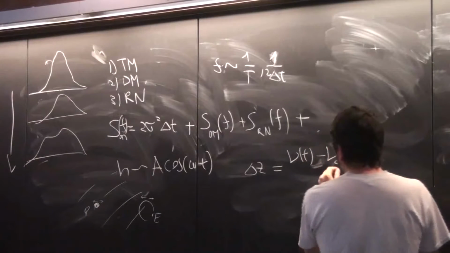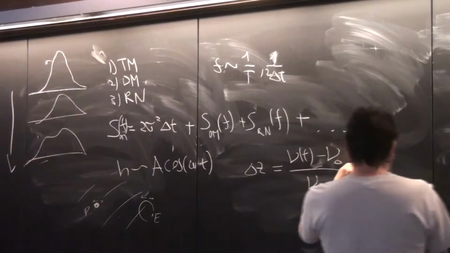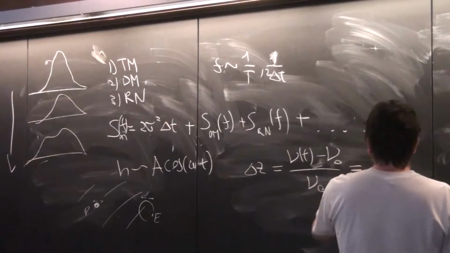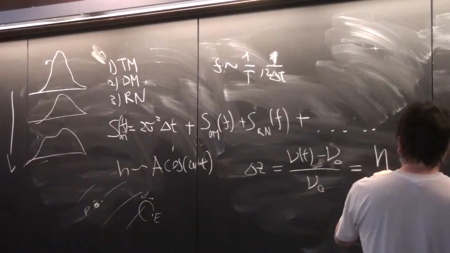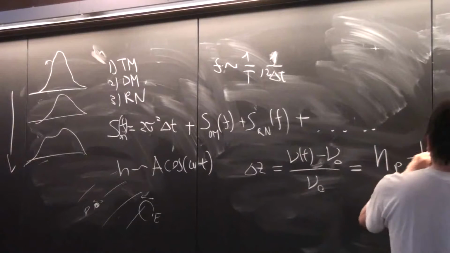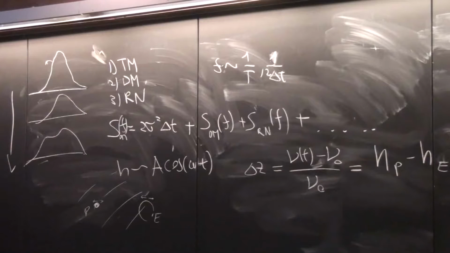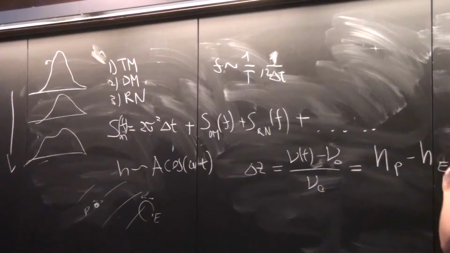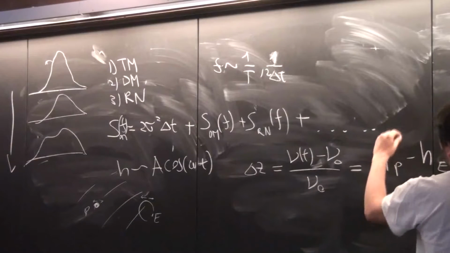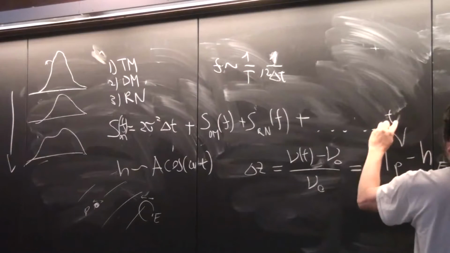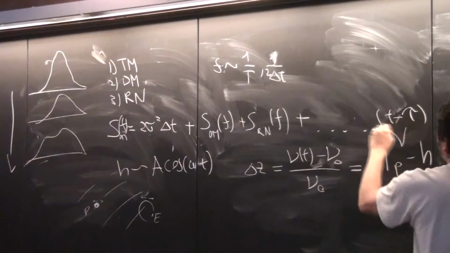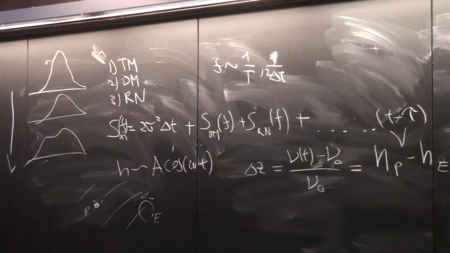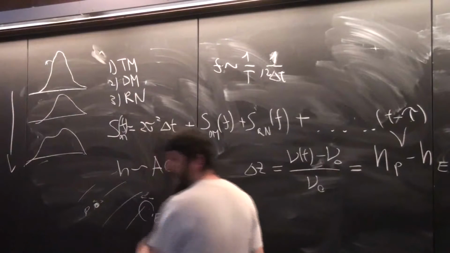This is the intrinsic frequency of the pulsar, and this is basically equal to h at the pulsar minus h at the Earth. Okay, so at the moment, in fact, this is the h at the Earth at the moment you are observing the pulsar, and this is the h at the pulsar at the time tau in the past, which is the light travel time between the pulsar and the Earth.